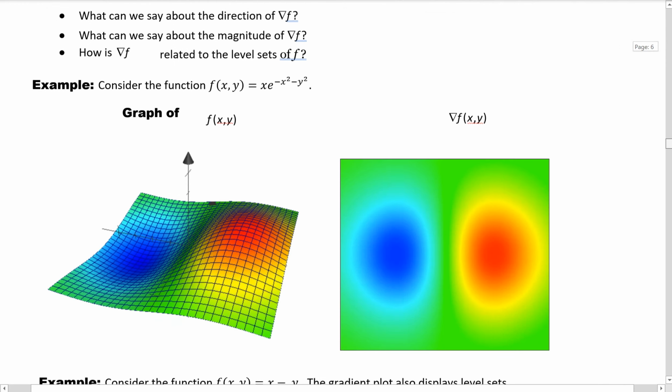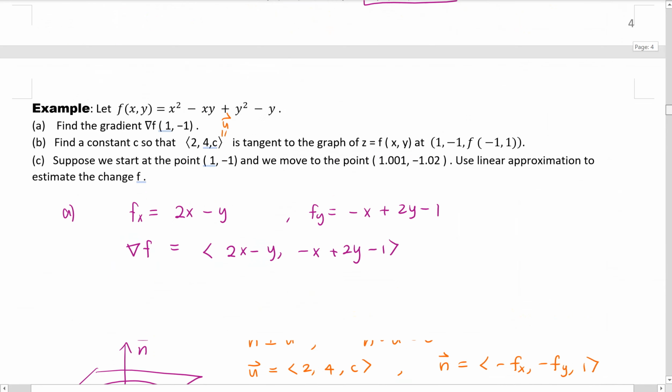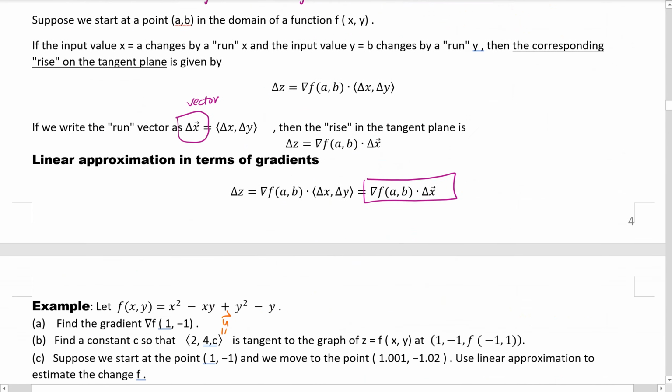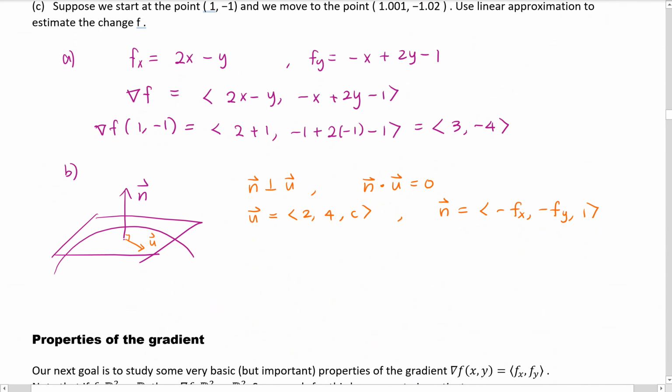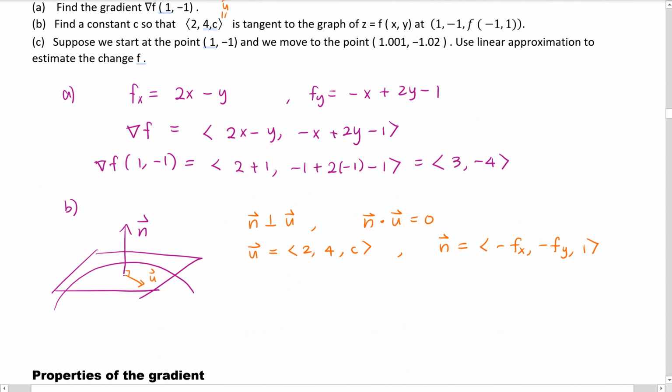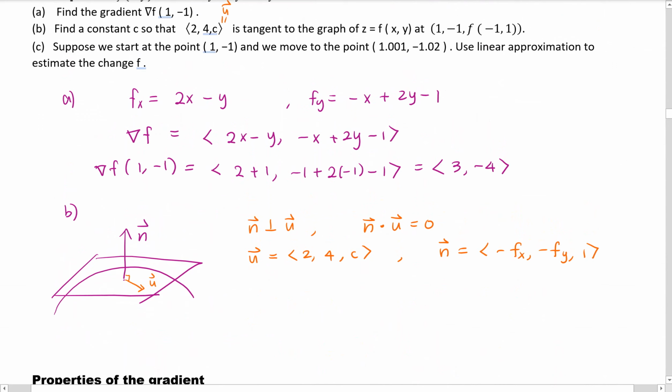And where are we? Okay, here. So at the point (-1, 1), we already know that from the gradients, the coordinates are partial f partial x and partial f partial y. So this is partial f partial x evaluated at (-1, 1), and this is partial f partial y evaluated at (-1, 1).